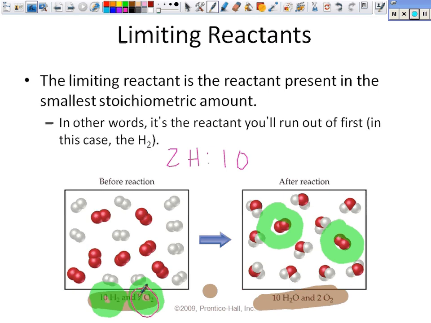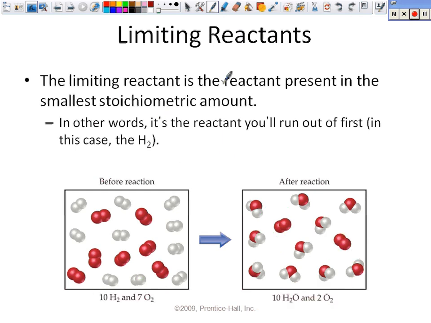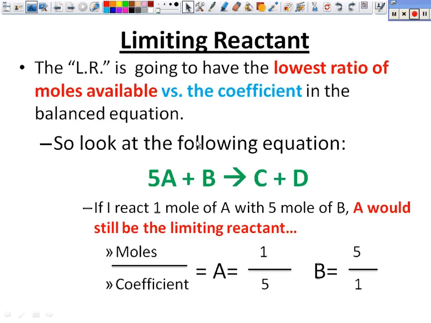This is the kind of stuff that you're going to be seeing on that AP exam. You're going to be seeing these kind of pictures. You need to understand how they work and how they relate. Okay? It's very important that you grasp that. All right, the limiting reactant is the reactant present in the smallest stoichiometric amount. So again, it'll run out first. Okay? All right, we've already talked about that.